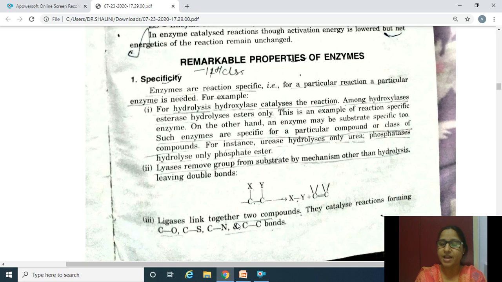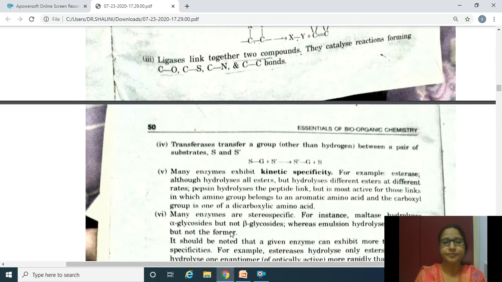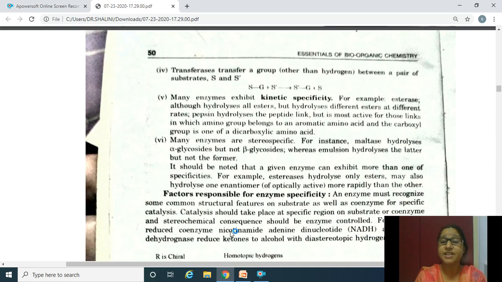Ligases link together two compounds. They catalyze reactions forming carbon-oxygen bonds, carbon-sulfur bonds, carbon-nitrogen bonds, carbon-carbon bonds. Transferases transfer a group other than hydrogen between a pair of substrates S and S dash. Here S is a substrate with a group and S dash is a different substrate. Then in the reaction the group is attached to the different substrate and the original substrate is left without the group.